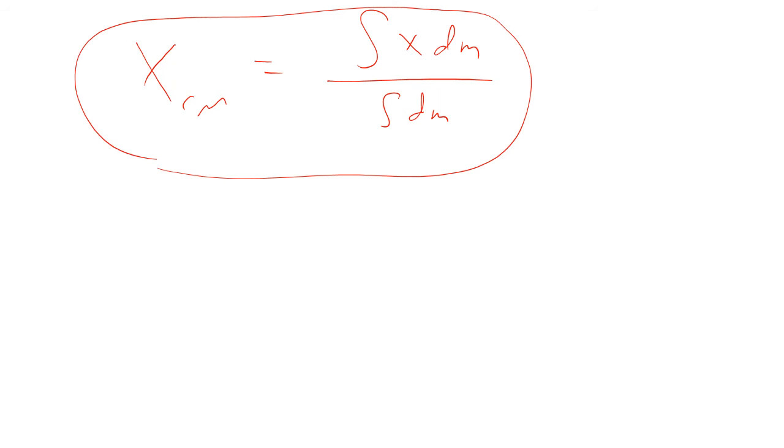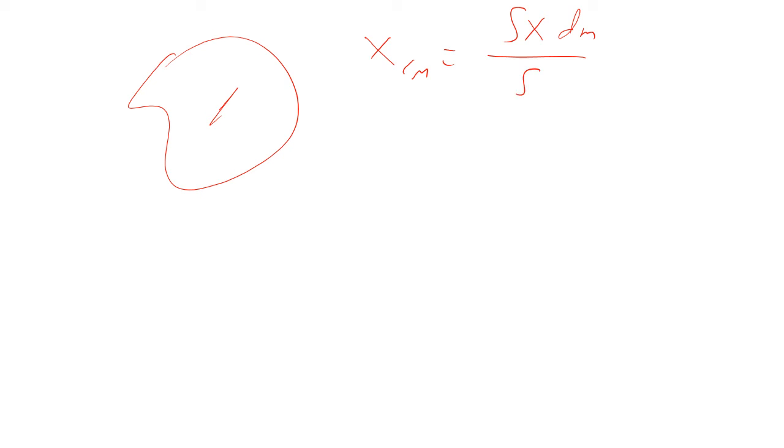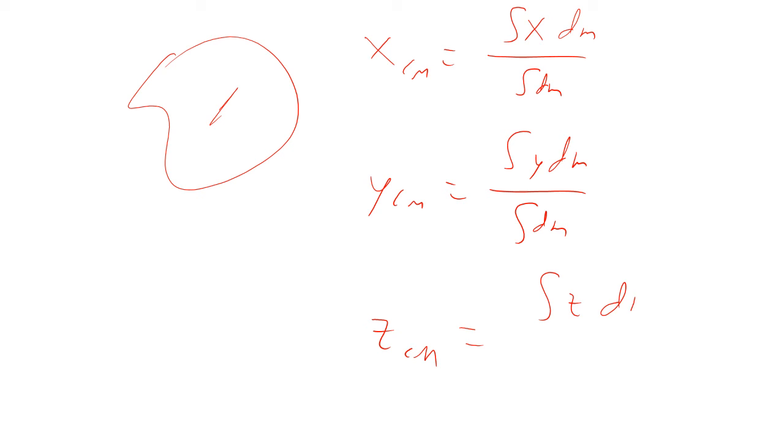Now, the question is, if you have an object in 3 dimensions, what do you do? Well, what's going to happen is the xcm is going to be the integral of x dm divided by the total mass. The ycm is going to be the integral y dm divided by the total mass, integral dm, and the z center of mass is going to be integral z dm divided by integral dm.